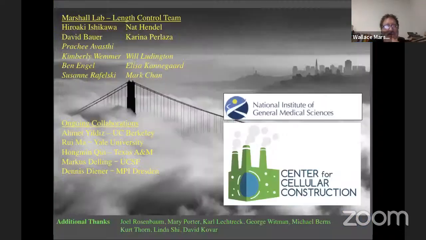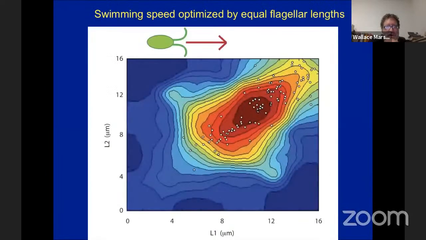So let's see. I don't think I have all the slides for this, but one thing I could tell you is that clearly for swimming, this is a heat map of swimming speed versus the length of the two flagella. Using a variety of mutants, we can probe this whole space. And what we see is that there's a very narrow regime of extremely good swimming. Wild type cells, shown here as dots, scatter and are not in the best swimming regime. They're a little bit off, off diagonal.